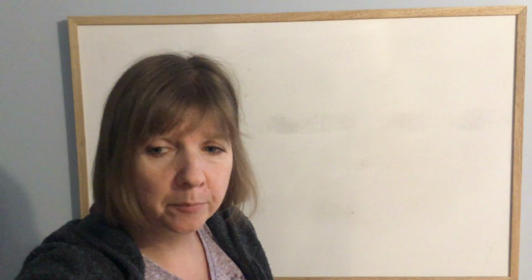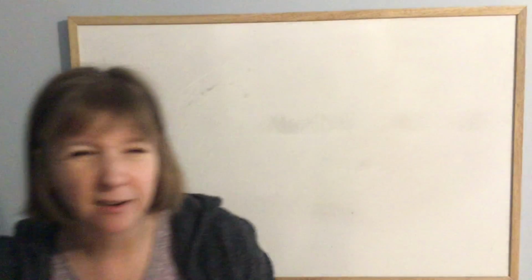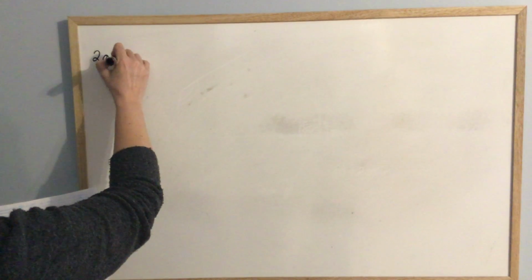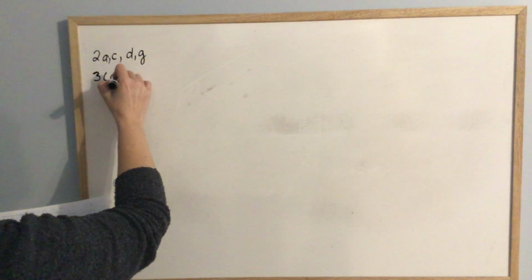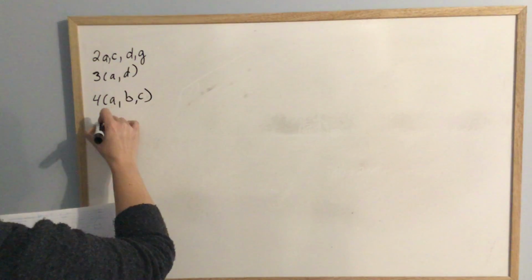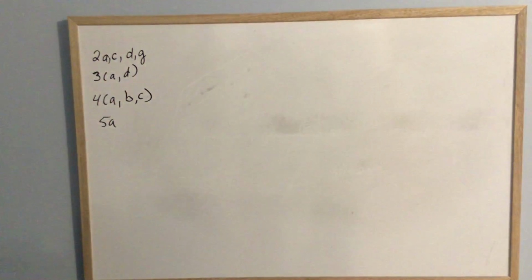So, homework, implicit differentiation started on page 289. Page 289. Sorry, I lost my place. 2A, C, D, and G. Let me write it on the side so that I don't have to keep looking over here. 3A and D. 4A, B, and C, and 5A. That's what I have. So I'm going to do those, and we'll see how that all works out.